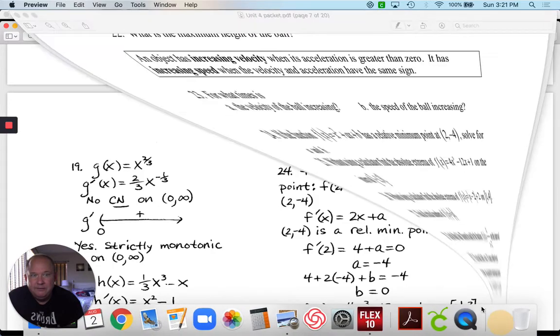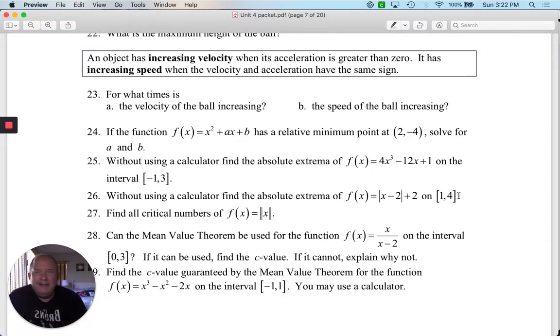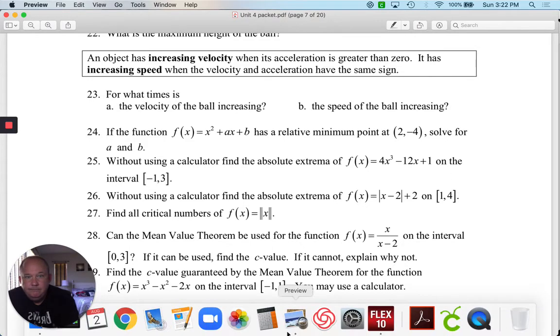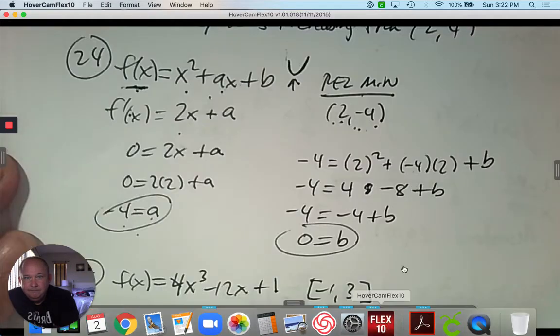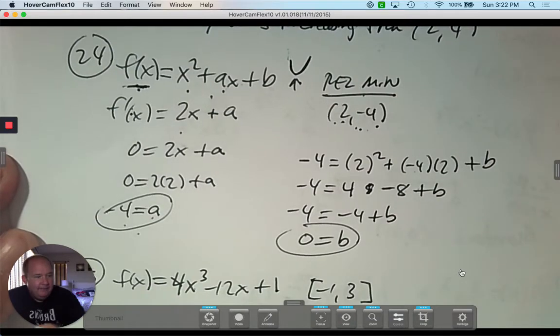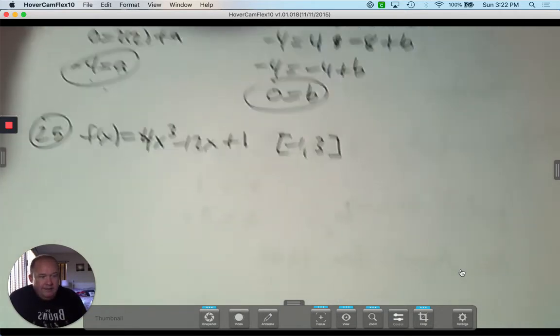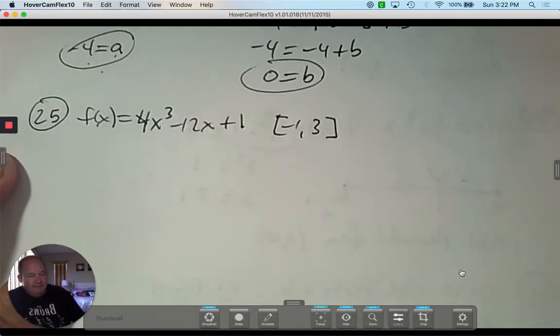Oh, I gotta go back to this. Without using a calculator, find the absolute extrema of that function on that interval. This is a review from the last lesson, from 4.1. So I'm going to write down the function and the interval. When they say the absolute extrema, they mean both. What is the maximum and what is the minimum value in that interval?